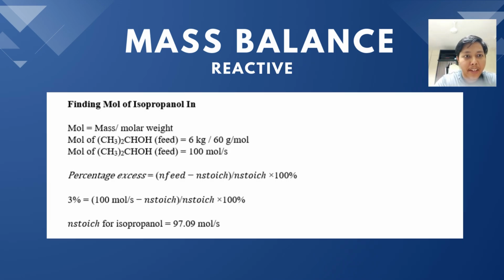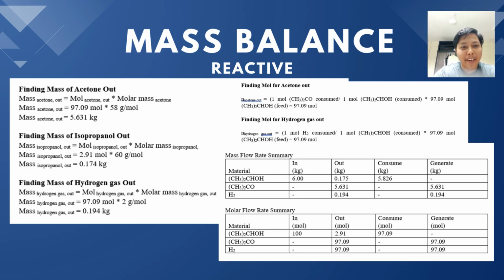First, we need to find the isopropanol in, and by the percentage excess formula. Then we find the acetone out and the hydrogen out, and then we find the mass, and this is the summary for them.